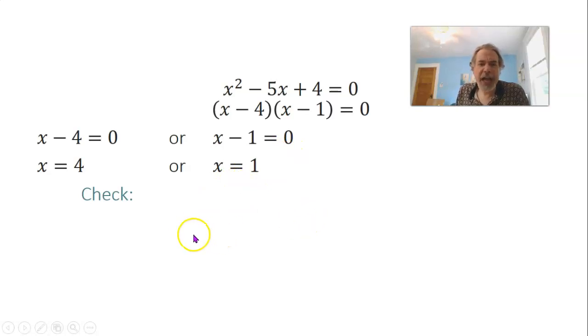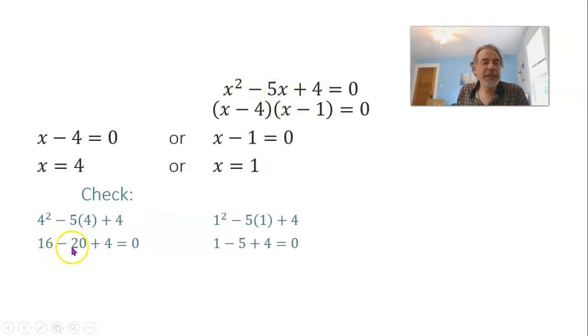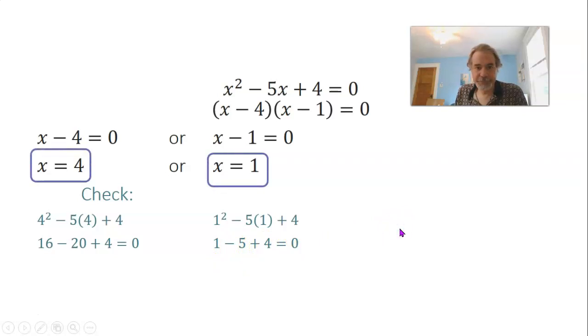And if you wanted to check, go back to the equation we started with. If I plug in 4 for x, it looks like 4 squared minus 5 times 4 plus 4, which would be 16 minus 20 plus 4, and that does equal 0. And with the other solution that we got, when we plug in 1 for x, 1 squared minus 5 times 1 plus 4 is 1 minus 5 plus 4, and that does equal 0. So there's our solutions, 4 and 1.